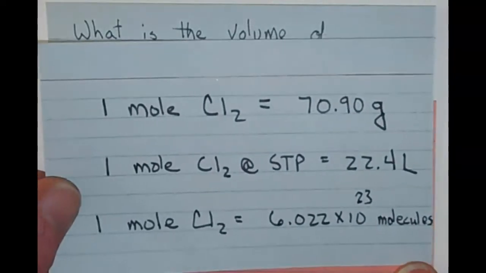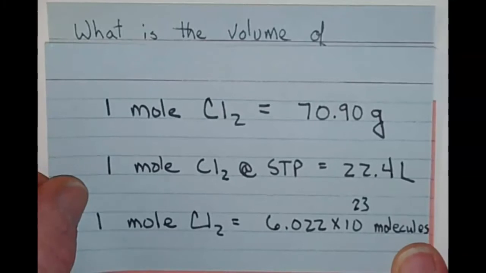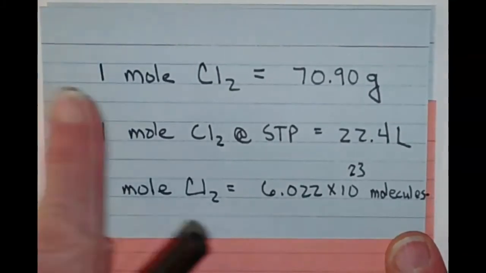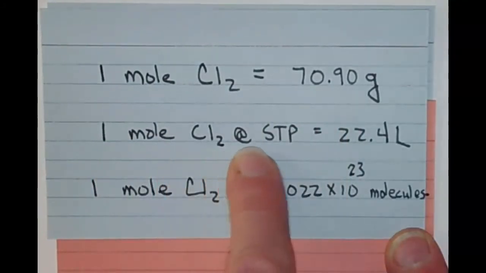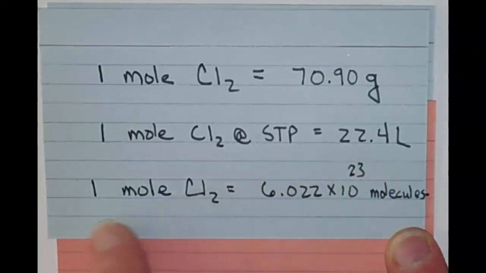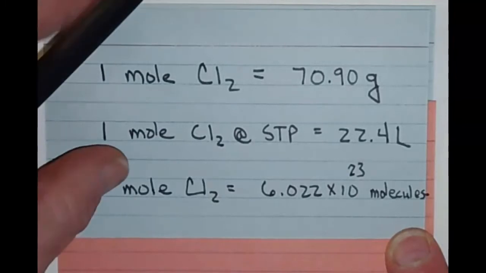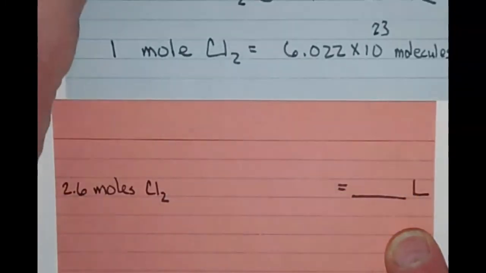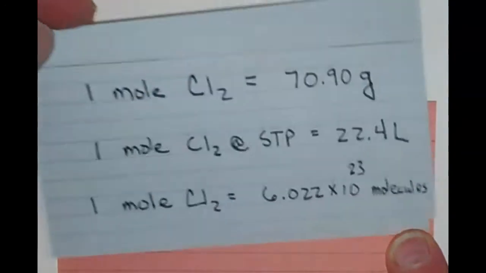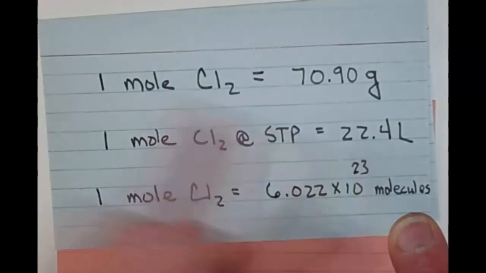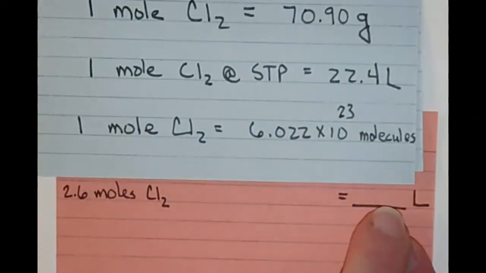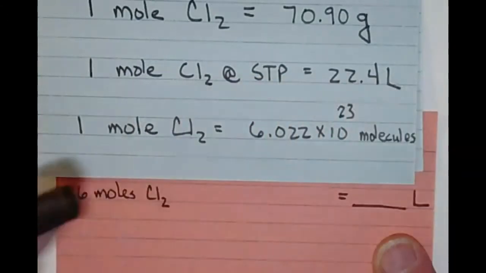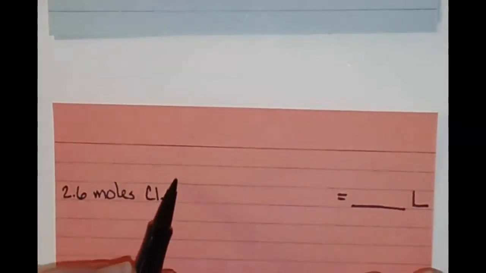Now moles, we have three relationships we can consider with moles. We can consider the mass of 1 mole. We know the volume of 1 mole of a gas at STP. And we also know how many molecules are in 1 mole of this chlorine gas. Well, today we're going to use the relationship that 1 mole of chlorine at STP is 22.4 liters. And it looks like we're going from moles to liters, and this conversion will take us directly there, so we can do a one-step conversion problem.